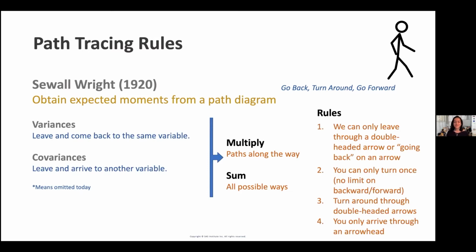Here's a few more rules. They're very simple. So the first is we can only leave through a double-headed arrow or by going back on an arrow, okay? You can only turn once. There is no limit on how many times you go back or how many times you go forward, but you can only turn once. And then you can only turn around through double-headed arrows. And finally, you can only arrive at a variable through an arrowhead. So let's look at an example.